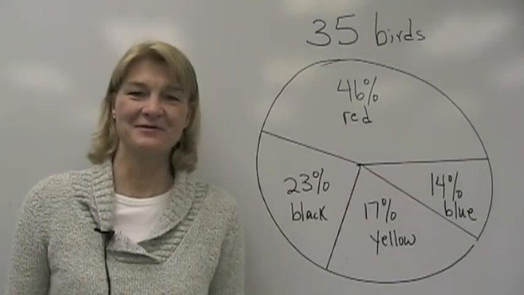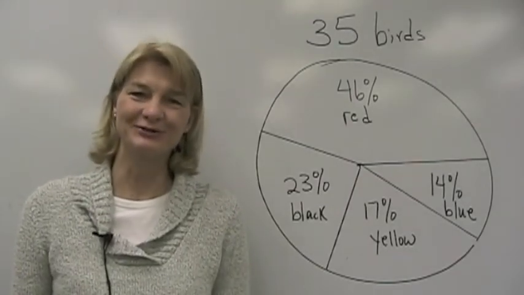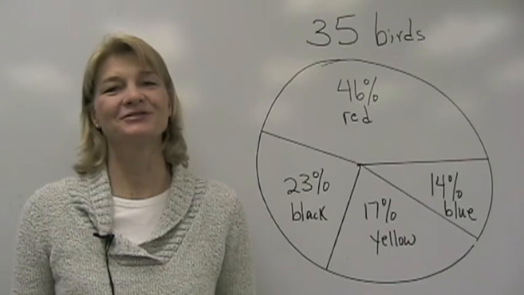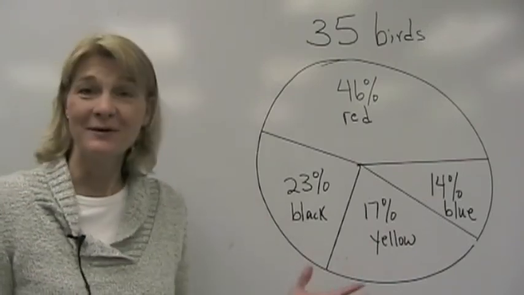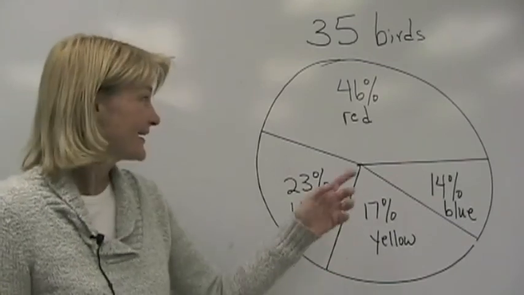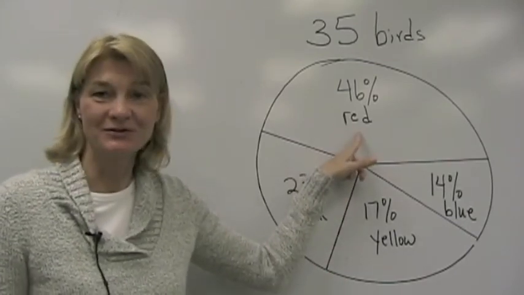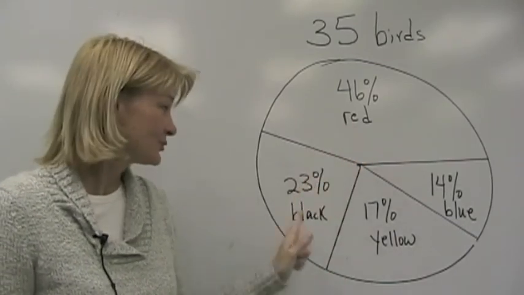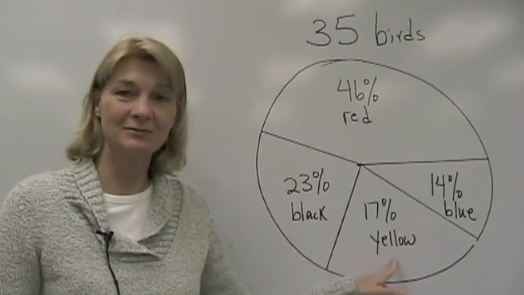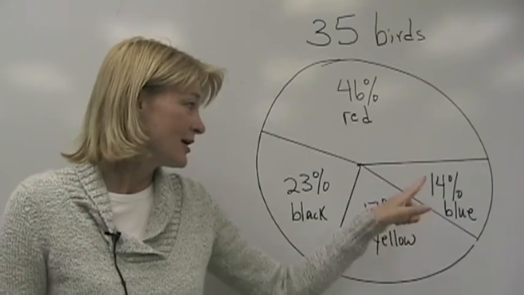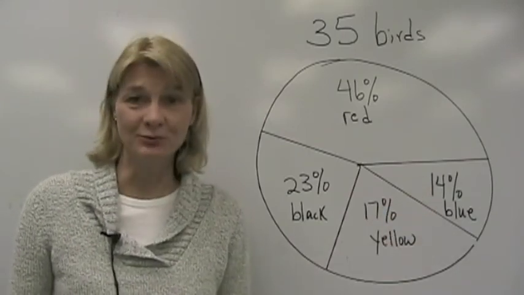While I was out having my breakfast, I was watching the birds, and I noticed there were 35 birds that I saw. So I made a circle graph, and 46% of the birds I saw were red, 23% of the birds I saw were black, and 17% of the birds I saw were yellow, while 14% were blue.